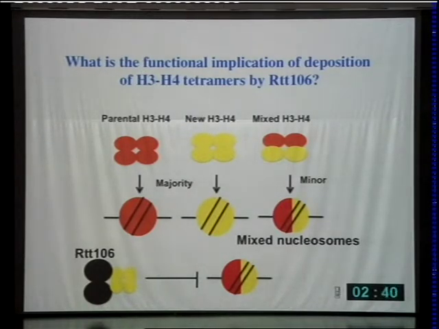Studies from Drubin's lab suggest that three types of nucleosomes can be formed during S phase. That is, nucleosomes formed using parental histone H3-H4 tetramers, new H3-H4 tetramers, or mixed tetramers containing one dimer of parental H3-H4 and one new H3-H4. The deposition of new H3-H4 tetramers by RTT106 effectively inhibits formation of so-called mixed nucleosomes. We believe this is a way to regulate how nucleosomes are assembled during S phase of the cell cycle.